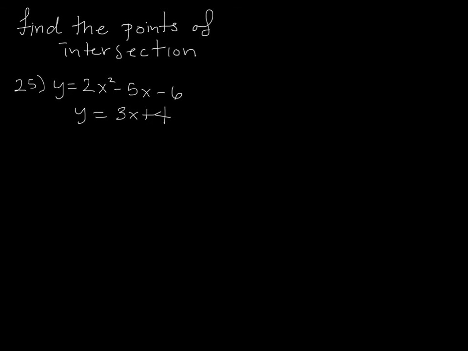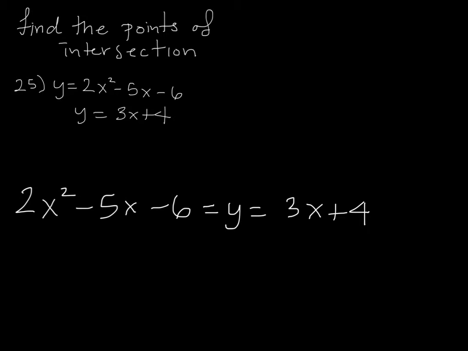In problem 25, we want to find the points of intersection of these two functions. The first one, y equals 2x squared minus 5x minus 6, and the second function, y equals 3x plus 4. To find the points of intersection, or at least to find the x values of the points of intersection, we set the two equations equal to each other. So we have 2x squared minus 5x minus 6 should equal y, which should also equal 3x plus 4. That's because 2x squared minus 5x minus 6 equals y, but also y equals 3x plus 4. So we have 2x squared minus 5x minus 6 equals 3x plus 4.